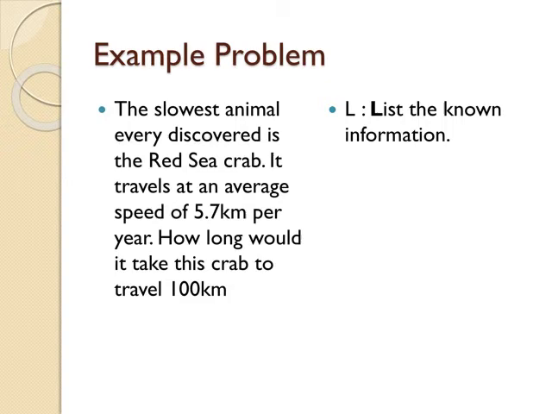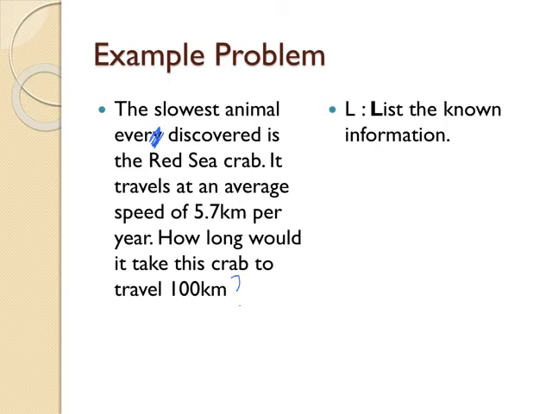So we have this problem, and then I'm going to cross off a typo here. Unfortunately, this typo will keep showing up throughout. But the slowest animal ever recorded or discovered is the red sea crab. It travels at an average of 5.7 kilometers per year. And we want to know how long it would take this crab to travel 100 kilometers. Excuse my typos in here.